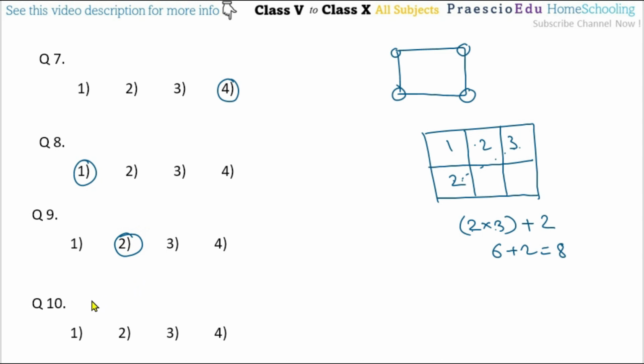Then question number 10, how many triangles does the given figure contain? It is like this one. There are 1, 2, 3, 4, 5 and 6 triangles, and then this one completely and this one completely, 2 more triangles. So 6 plus 2, there are 8 triangles, and 8 is given in option number 3.